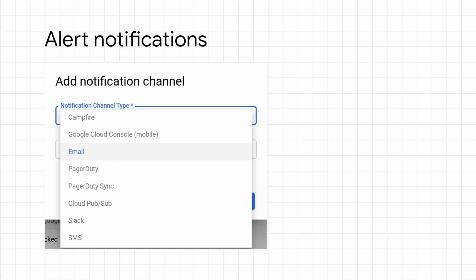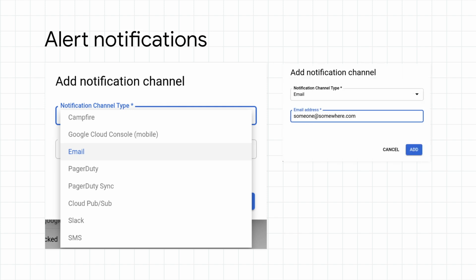Notifications for an alert can be sent to multiple channels, like email, SMS, or PubSub. Adding multiple notification channels makes sure everyone can be notified, no matter which tools they're using. Now, let's look at how to avoid some common mistakes teams make when setting up alerts.